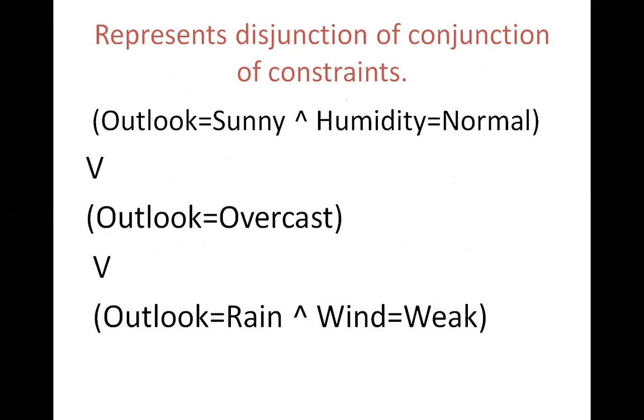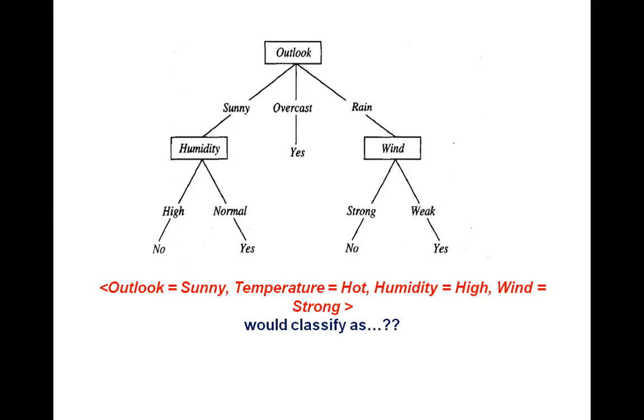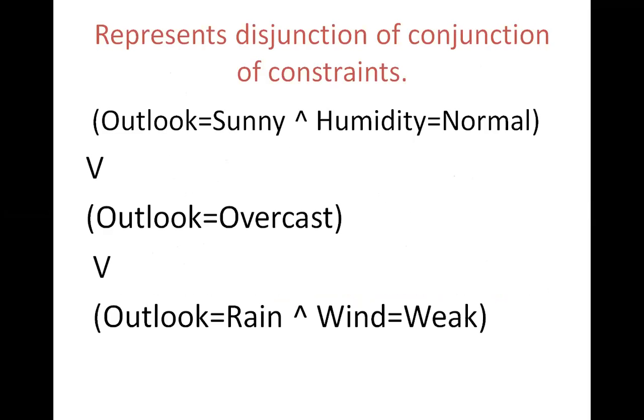In the previous example, outlook is equal to sunny and humidity is equal to normal, then play tennis is yes. See here, outlook is equal to sunny, humidity if it is normal, then play tennis is yes. Or outlook is equal to overcast, yes, play tennis. Or outlook is equal to rain, wind is equal to weak, then play tennis is yes. Okay. A decision tree is nothing but the representation, a disjunction of conjunction of constraints.